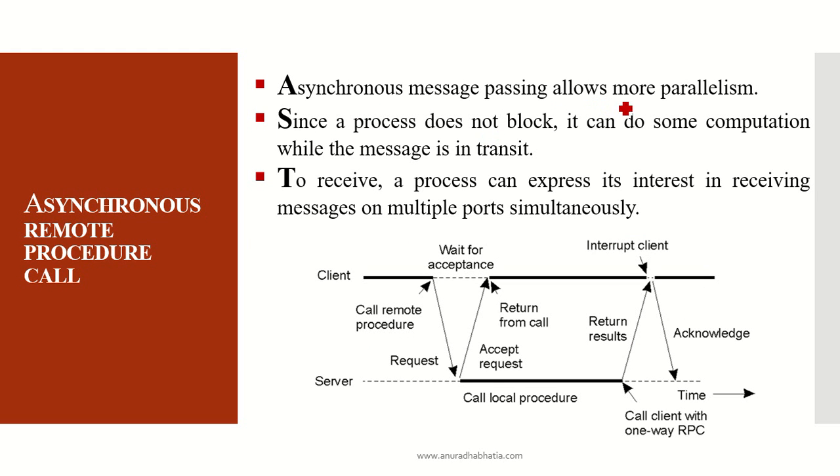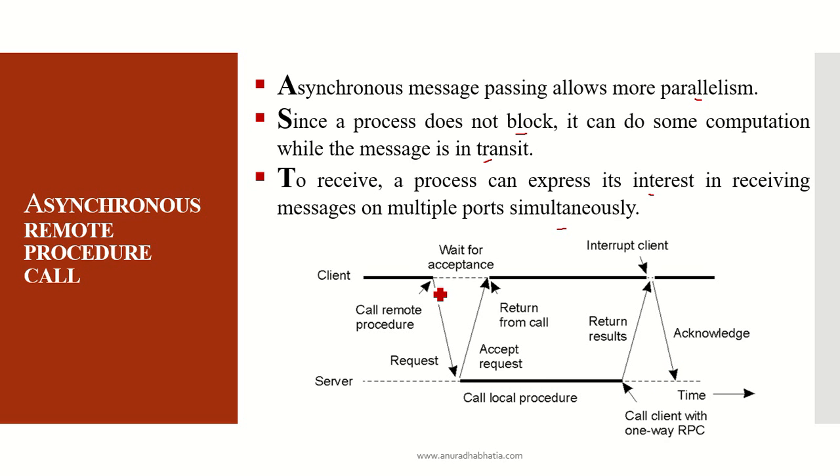Asynchronous message passing allows more parallelism, as continuous calls will be there. Since a process does not block, that is, it does not wait for my server stub to do the functioning, give me the result, and then go further, it can do some computation while the message is still in transit. To receive, a process can express its interest in receiving messages on multiple ports simultaneously. So this is how my asynchronous RPC works on simultaneous messages.